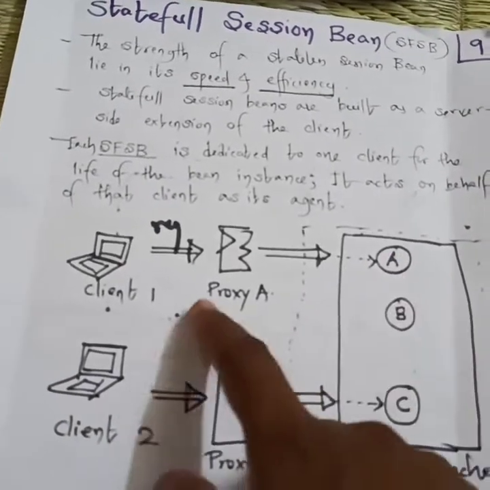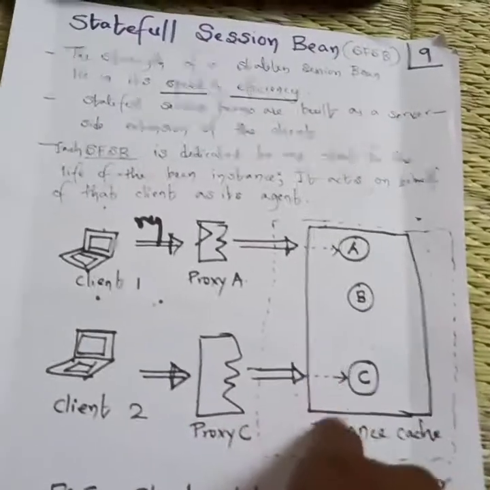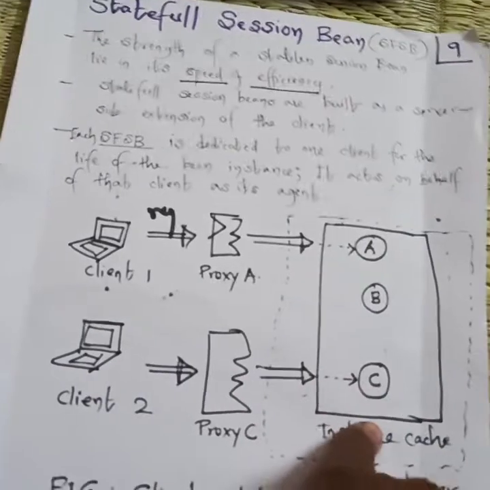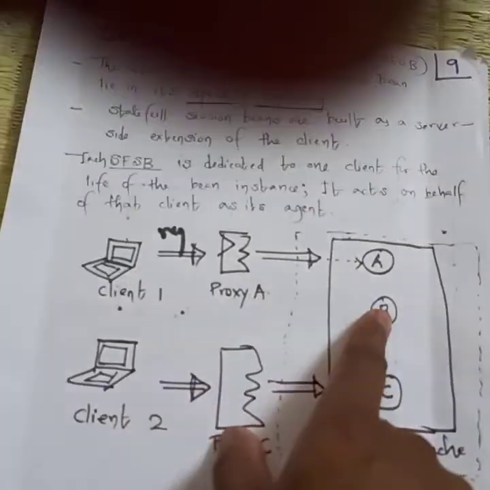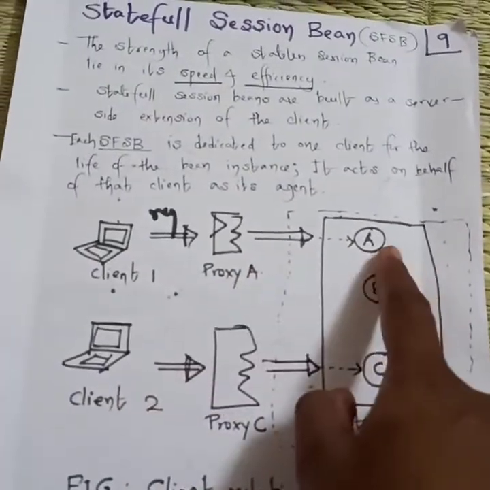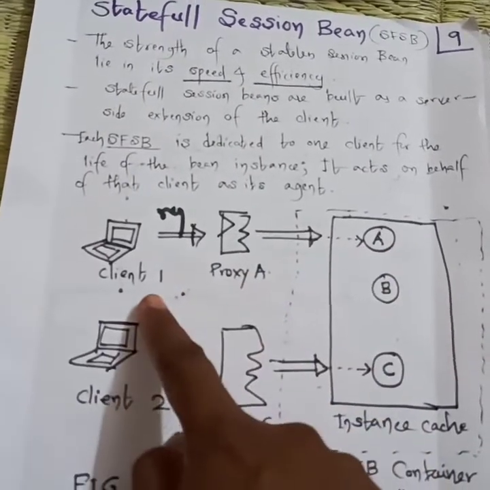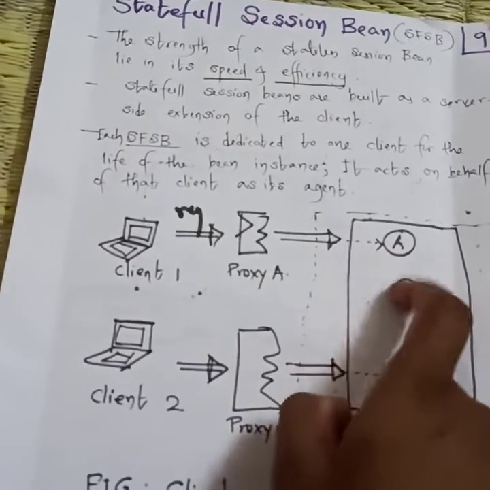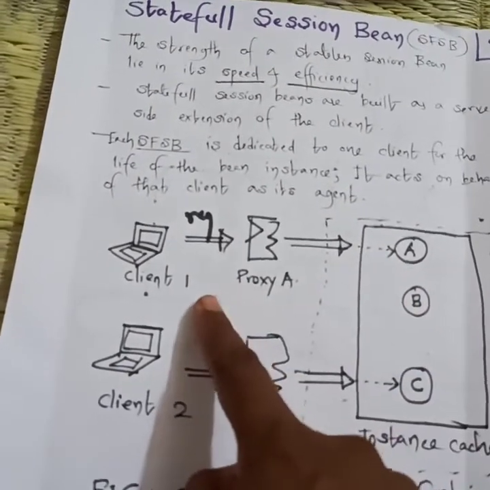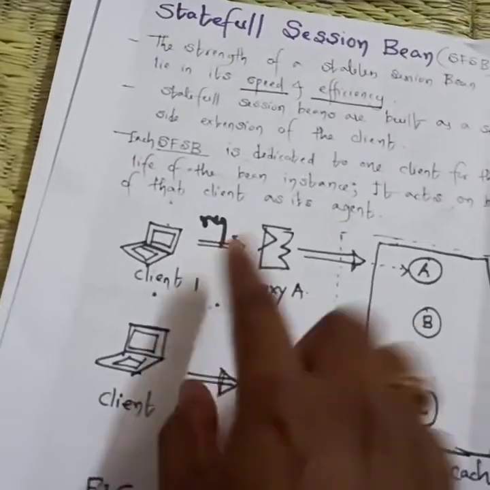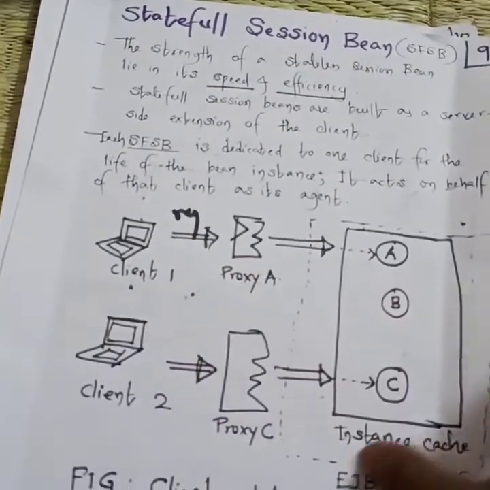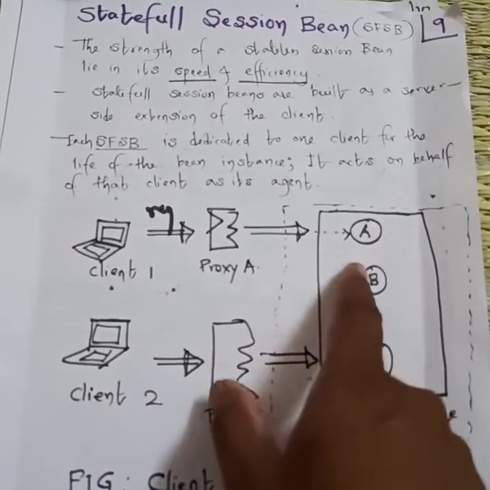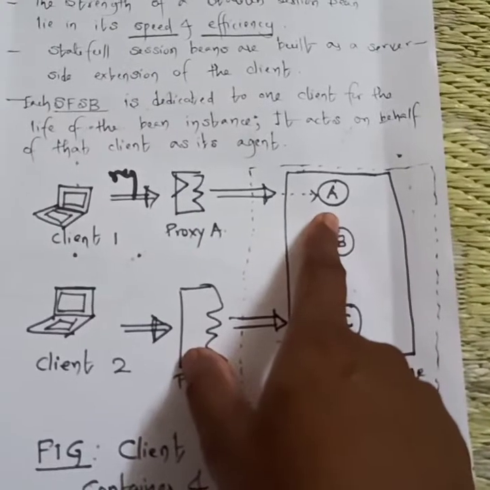When a client invokes this stateful session bean, depending on the number of invocations, instances are generated. When a client makes an invocation, instance A provides the service for client 1. This instance A maintains the conversation state for client 1. Whatever data it requests on this EJB server, all the data is maintained and remembered by this instance variable A.